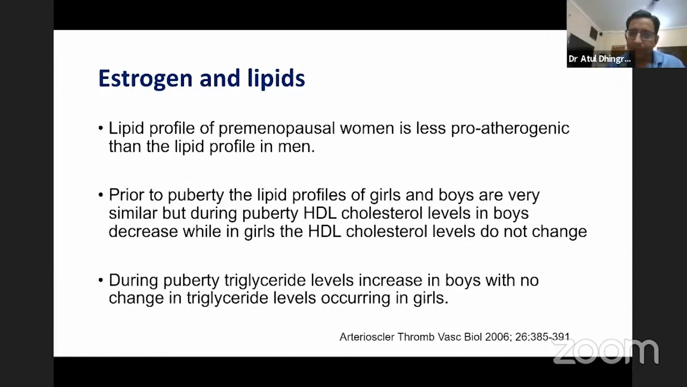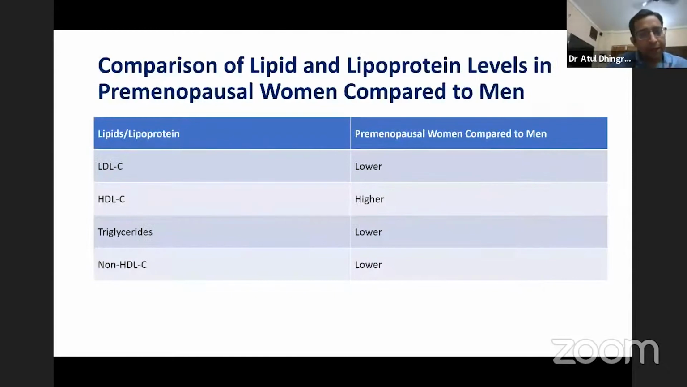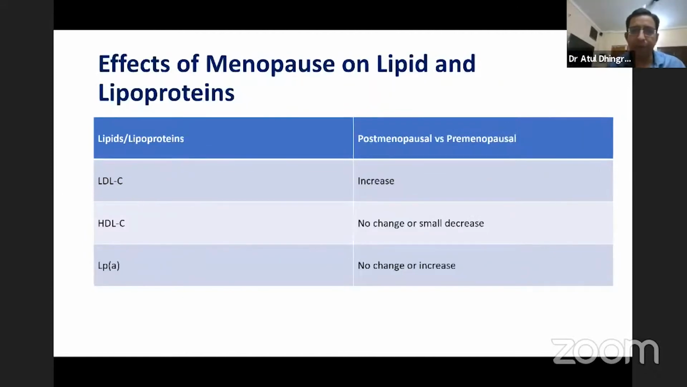Prior to puberty, the lipid profile of girls and boys is very similar, but once they hit puberty, the HDL cholesterol starts to dip in boys, and the difference reaches around 10 milligram per deciliter. During puberty, triglyceride levels in boys increase with no changes occurring in girls. Comparing premenopausal women to men, like I told you, premenopausal women have a lower LDL, a higher HDL and a lower triglyceride level as compared to men.